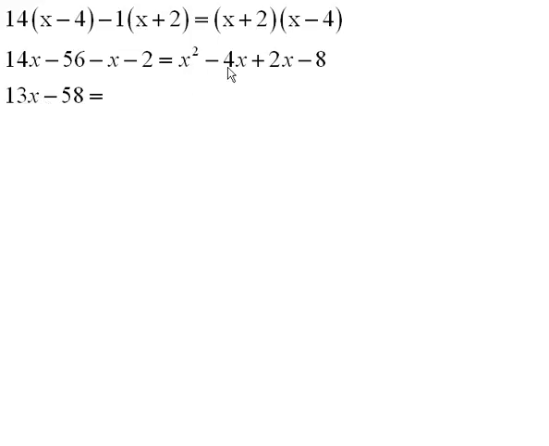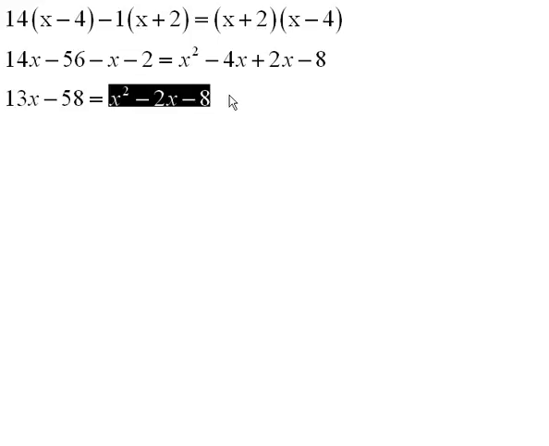Now let's simplify on the right side of the equation. I can combine these two terms because they are alike. So I'm going to have x squared, and then minus 4x plus 2x is going to be minus 2x, minus 8. The next thing is, I notice this equation is going to be a quadratic equation. How do I know? Because the term with the highest degree is this one, x squared. So that's telling me it's going to be a quadratic equation.